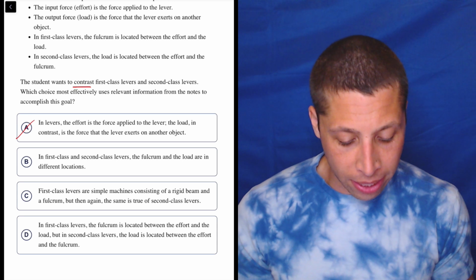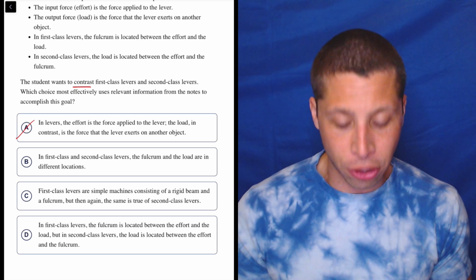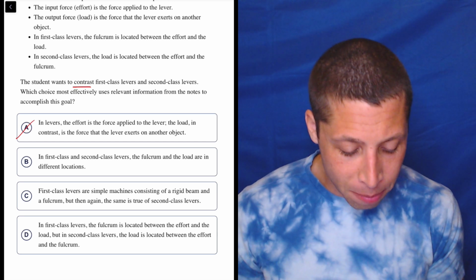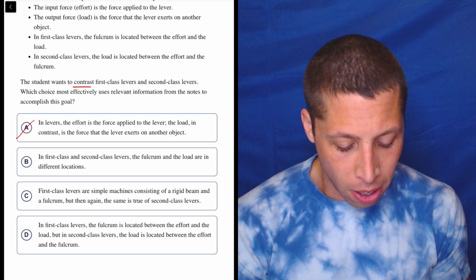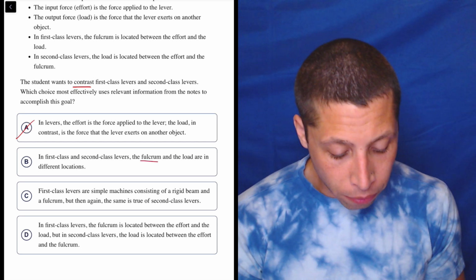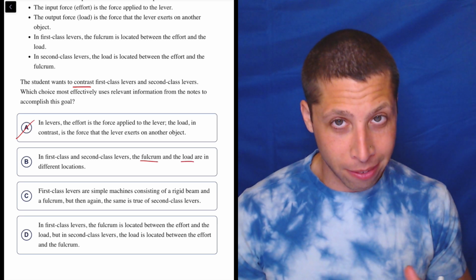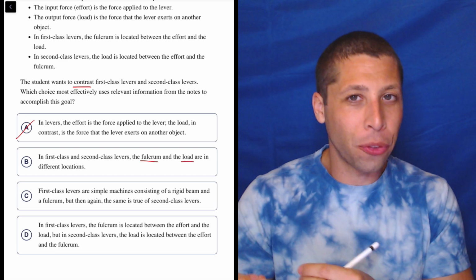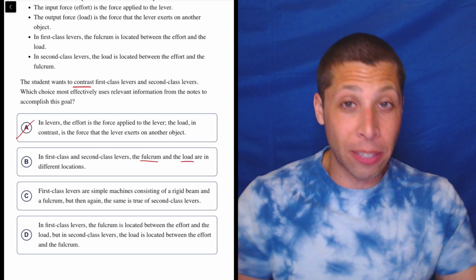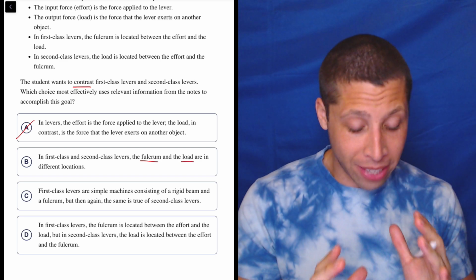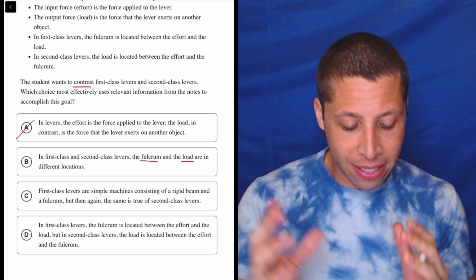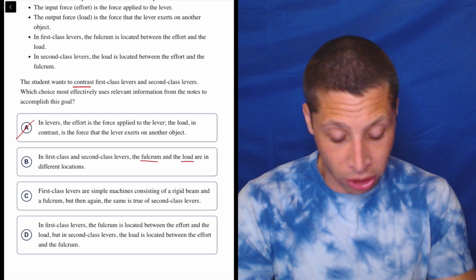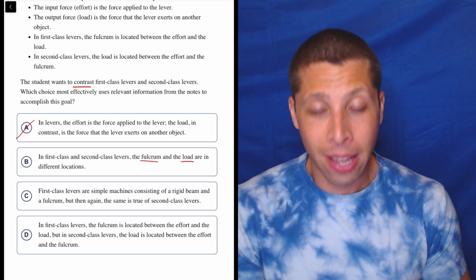B: in first class and second class levers, the fulcrum and the load are in different locations. Okay, maybe, right? This is what's kind of weird to me. Are they saying that in both, the fulcrum and the load are in different places? Like it's the common feature of both types of levers that the fulcrum and the load are in different parts of the lever? Or is it saying that a first class lever has a different fulcrum location than a second class lever? I genuinely don't know based just on this, but that doesn't bother me. Let's look at the other choices.